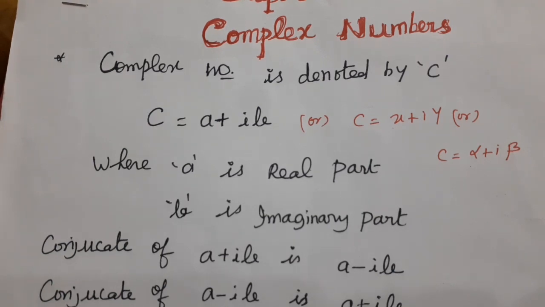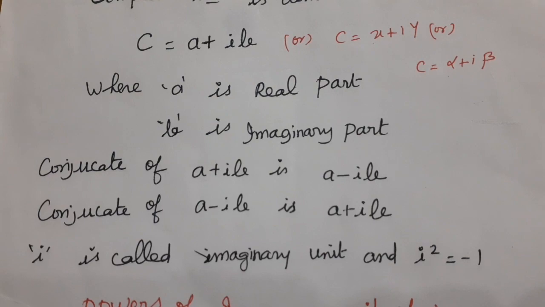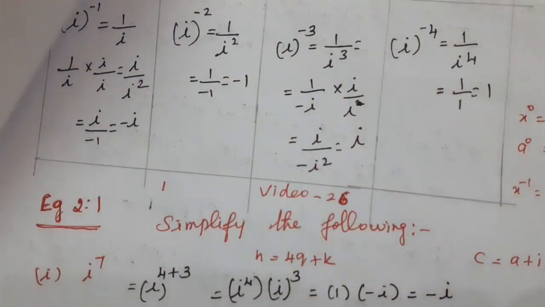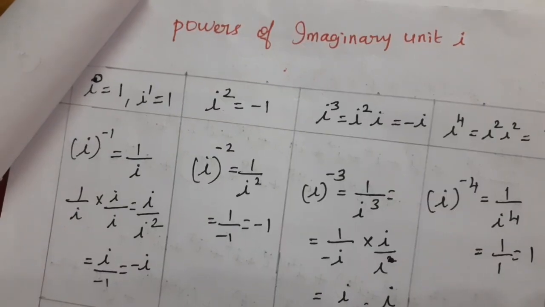I is called the what unit? Imaginary. A is the real part, B is the imaginary part. I is called the imaginary unit. I square equals nothing but what? I square equals minus 1. Just remember the table. I did study everything in your video class. Just recall that one.